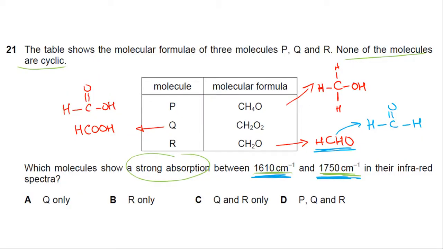And if you observe in these molecules that we have drawn, that's definitely the case for C double O in this case, which is Q, right? And there's also C double O in this case, which is for the case of R. So our answer should be C, which is Q and R. Moving on.